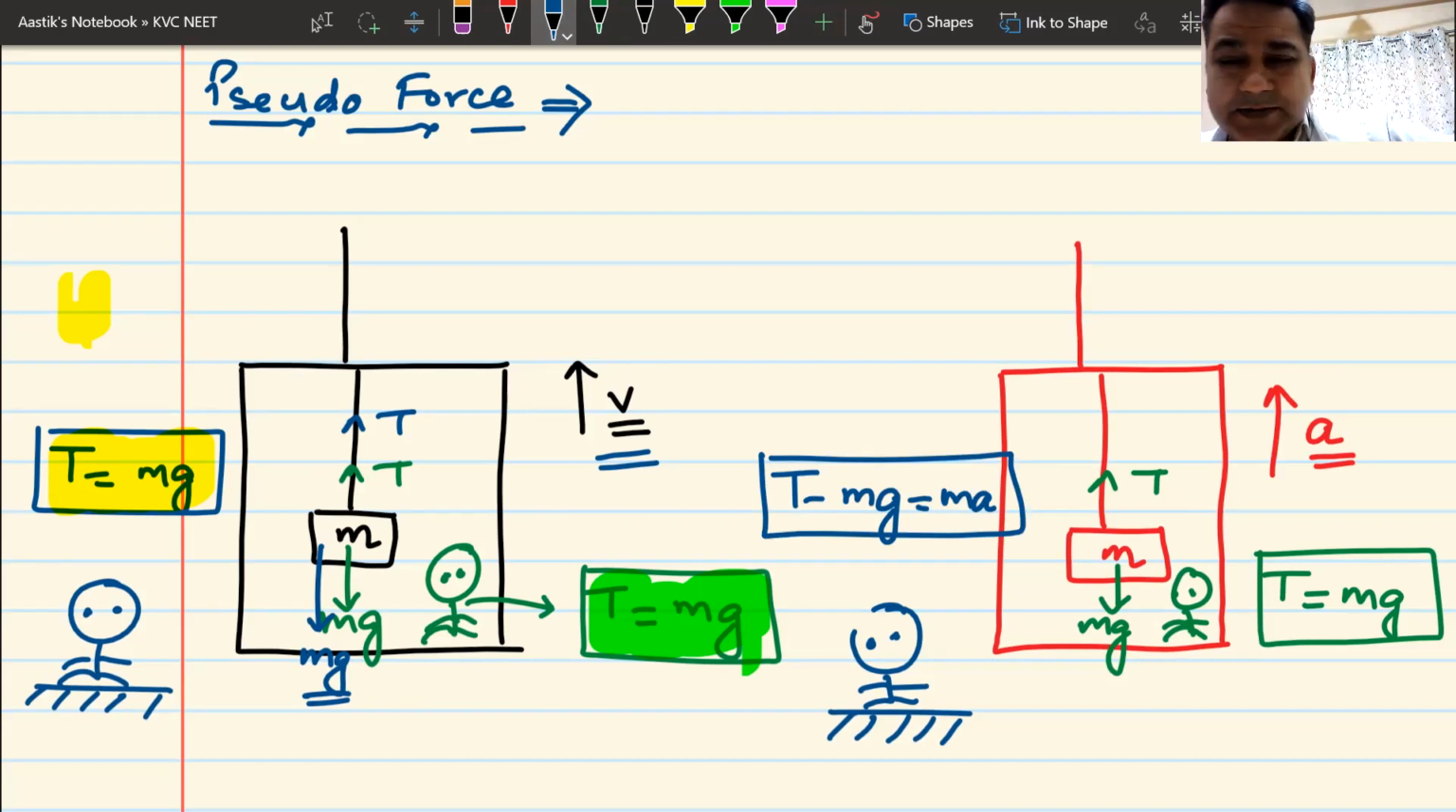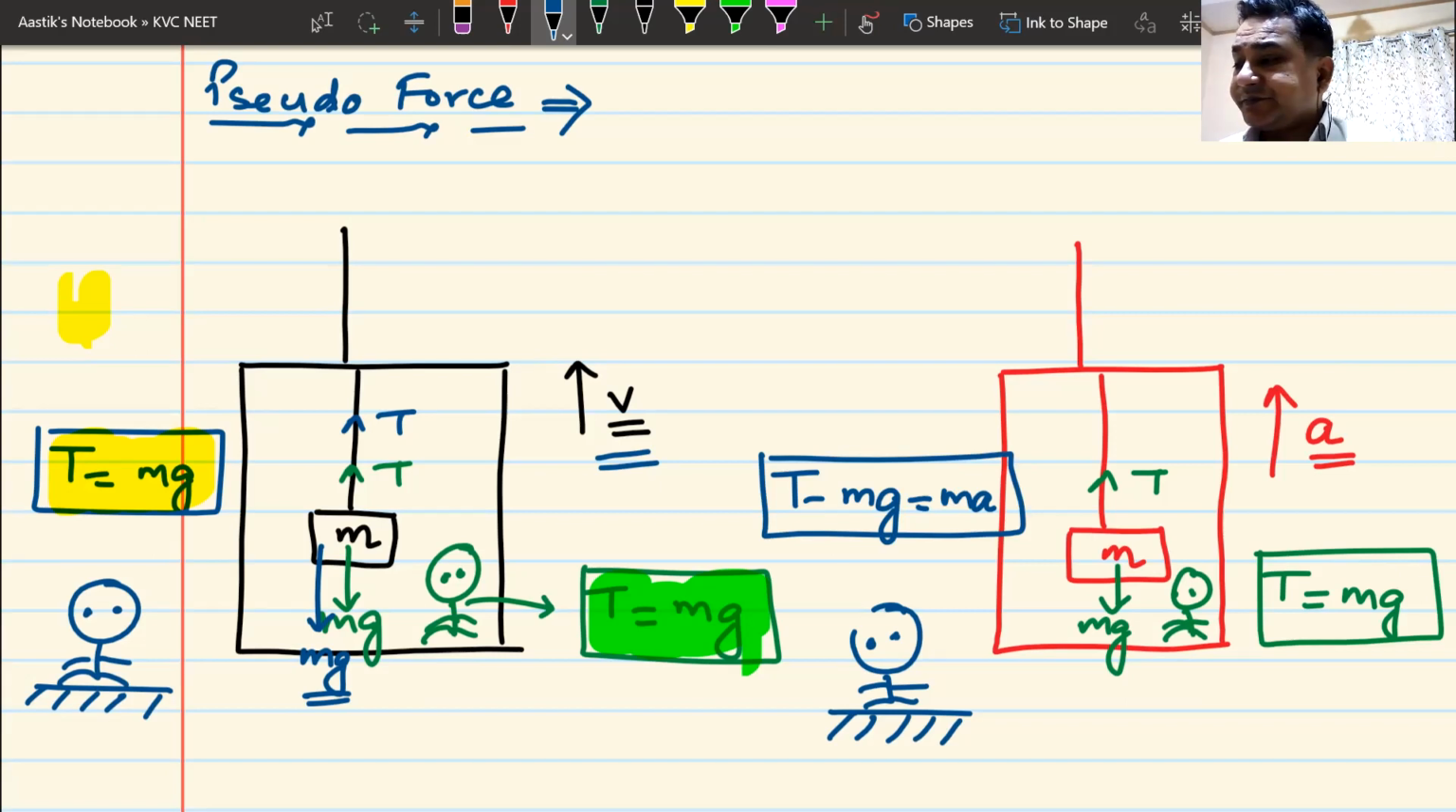Which equation is correct? Which is wrong? Well, now you know that the blue equation is correct and the green equation is wrong. And the reason is very simple. The blue equation is written from the inertial frame, but the green equation is written from the non-inertial reference frame, and hence it is not correct.